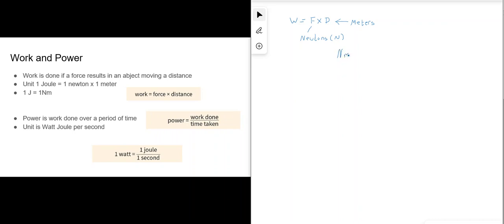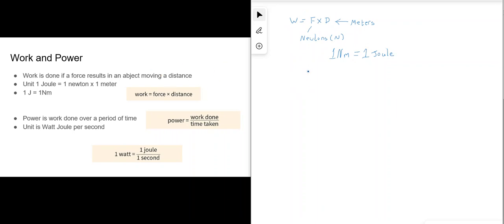So it's just like this. 1 Newton meter, the word that we use for that is just 1 joule. So 1 joule is equal to 1 Newton meter. So this is essentially what makes up work. If you try and bring that into your everyday life.